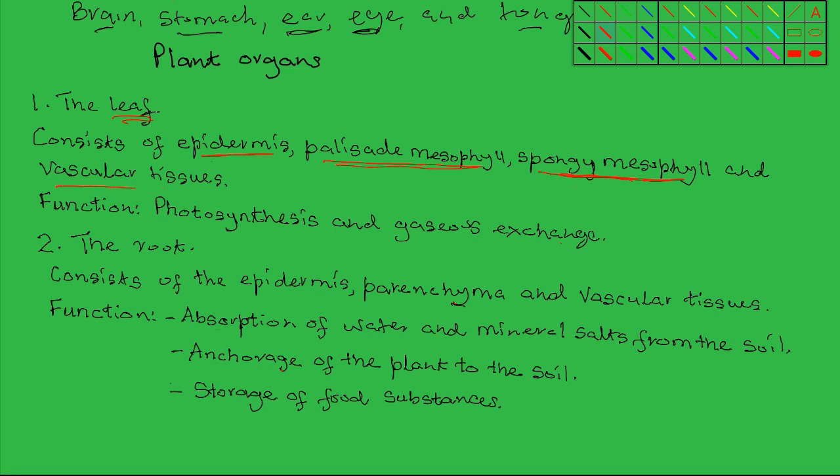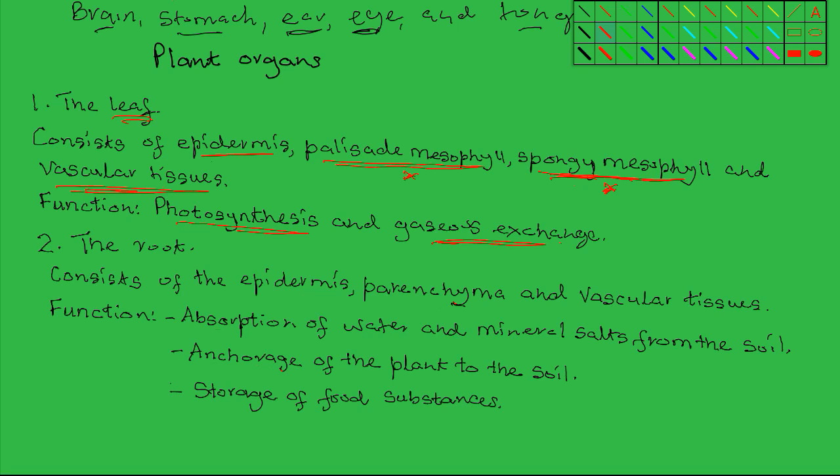And then you have the vascular tissues. All these tissues work together to enable the leaf carry out photosynthesis and also gases exchange. The photosynthetic function is mainly carried out by the palisade mesophyll and, to a smaller extent, the spongy mesophyll. Gases exchange is carried out by the various tissues. The spongy mesophyll, for example, with the large air spaces. The large air spaces that are created by the irregular shape of the cells enable free movement of gases, thereby enhancing diffusion.